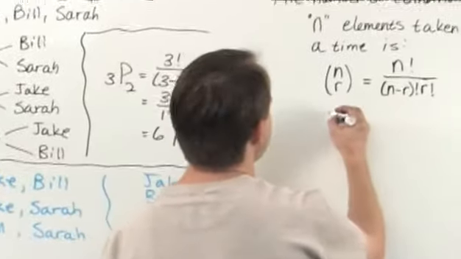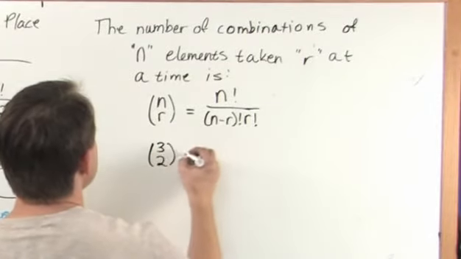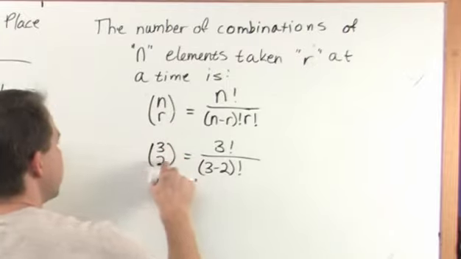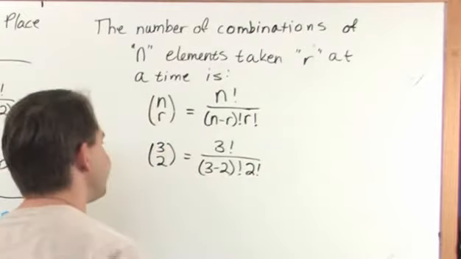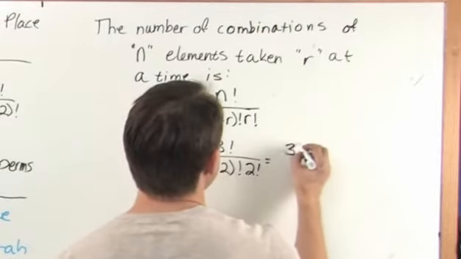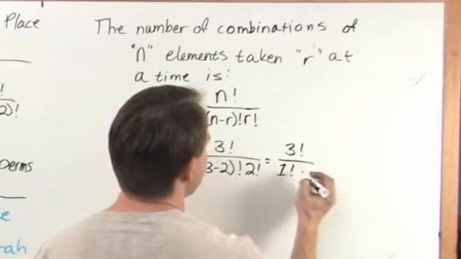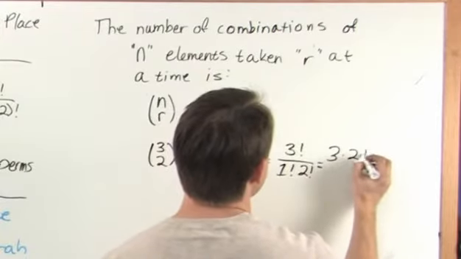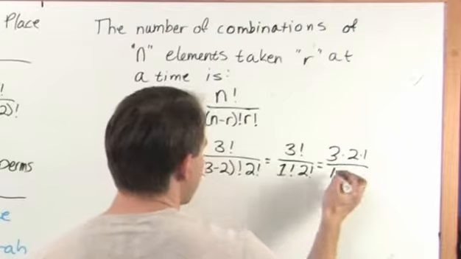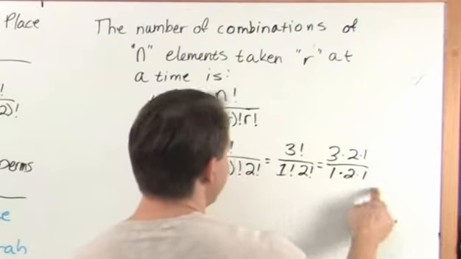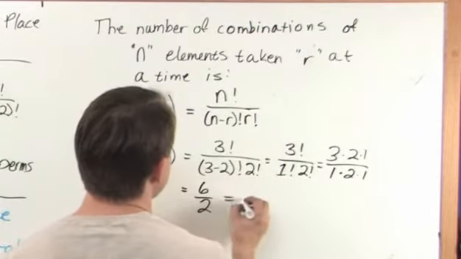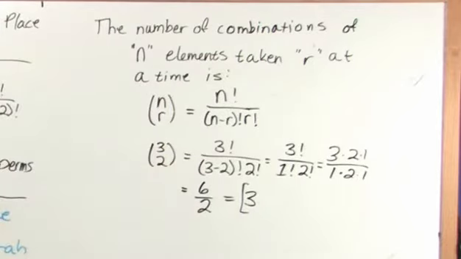The way you would write it on your paper for that problem, 3 and 2 would be 3 factorial over 3 minus 2 factorial, because this is n and this is r, times 2 factorial. On the top you get 3 factorial, over 3 minus 2 is 1 factorial times 2 factorial. On the top you have 3 times 2 times 1, and on the bottom, 1 factorial is 1 and 2 factorial is 2 times 1, so you have 2 on the bottom. So 3 times 2 is 6 on the top, 2 on the bottom, and the answer is 3 different combinations. And look, we just calculated there's 3 different ways to pair these people to go off on their trip.